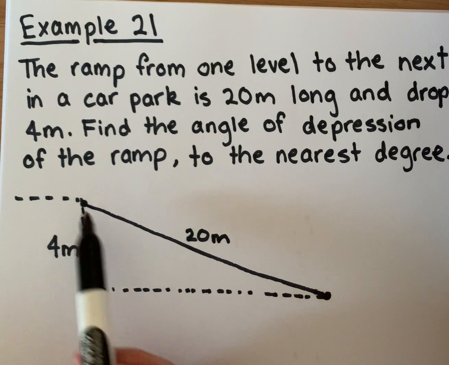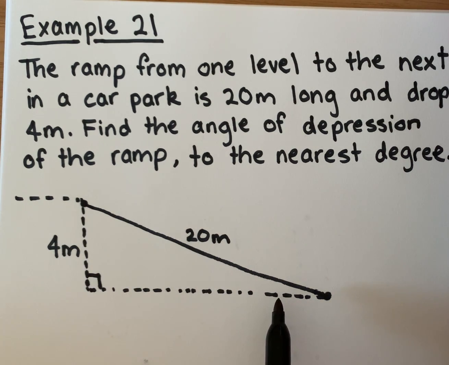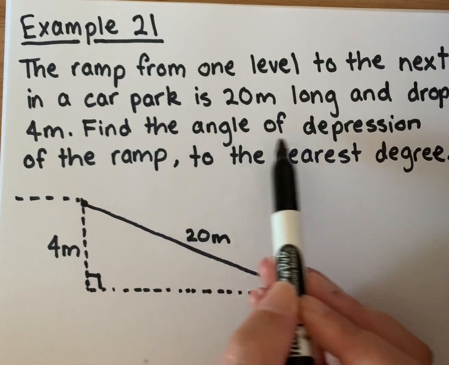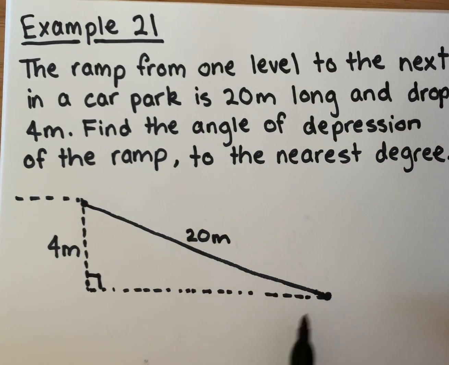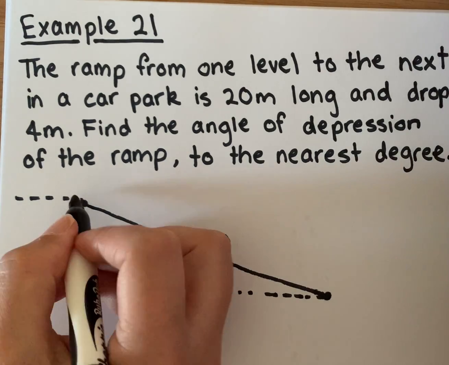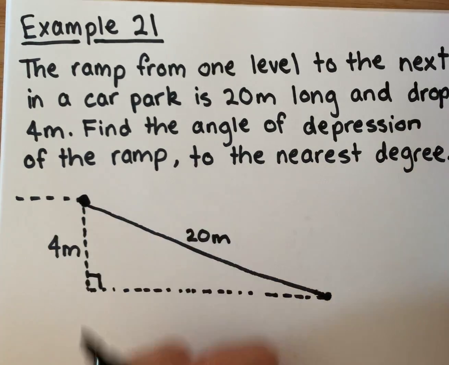If we're looking down along the ramp, because remember it says find the angle of depression of the ramp. So we're going to be looking down along the ramp. So we need to be positioned up here. This is going to be where we're starting. That's our starting point. That's where we're going to draw the horizontal and that's where we're going to draw our angle. And the reason we know that is because it's an angle of depression. So we have to be looking down. So we have to be up the top to look down.